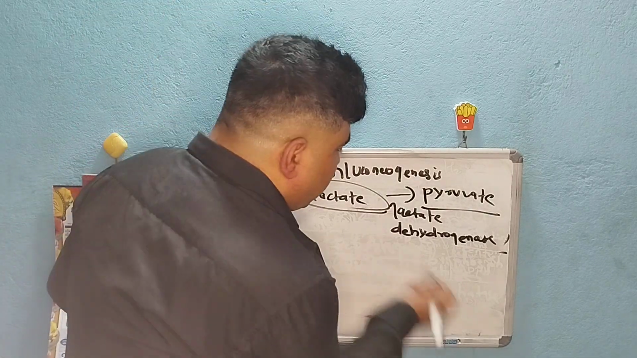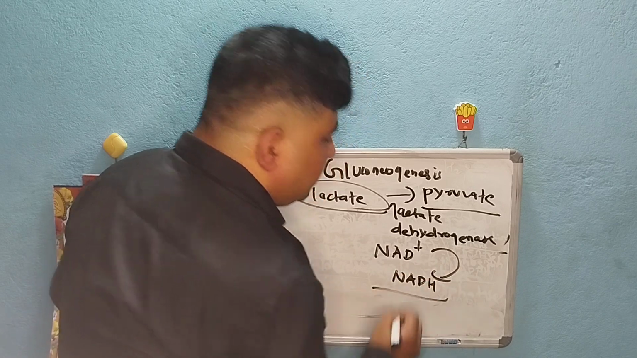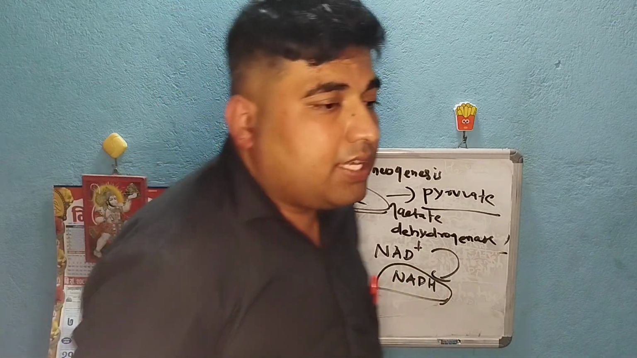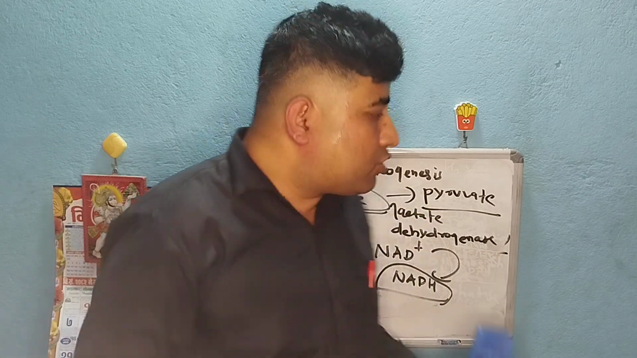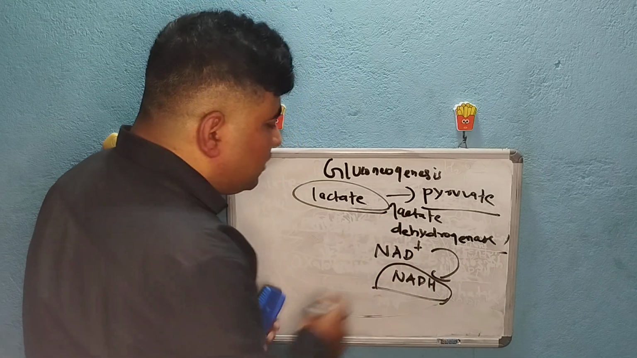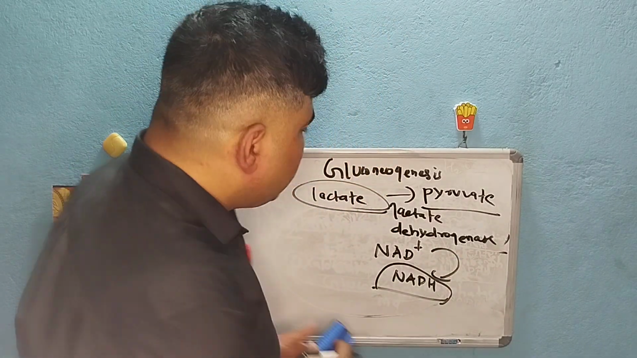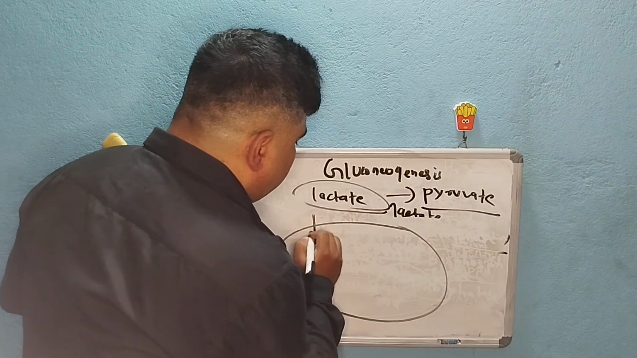where NAD plus is reduced to NADH in the cytosol. This NADH will serve in the conversion of 1,3-bisphosphoglycerate into glyceraldehyde 3-phosphate. So there is no export of NAD plus or NADH across the mitochondrial membrane, and this NADH can be utilized during gluconeogenesis. When lactate is the source, the pyruvate enters into the mitochondria.